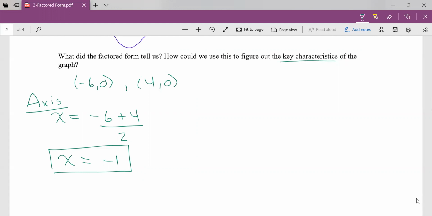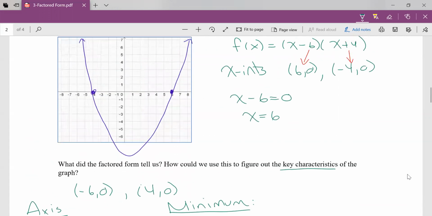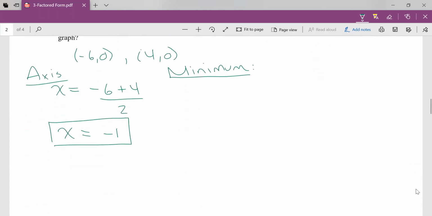Now watch what we can find. Let's find the minimum of this graph. This graph has a minimum because it's opening up. Well, how do I find the minimum? If I go back and look at my graph here, I can't see it. It's way down there somewhere. Here's how I'm going to find the minimum. The minimum means I need the y value. But guess what? The minimum's part of the vertex, and it's when x is equal to negative 1.